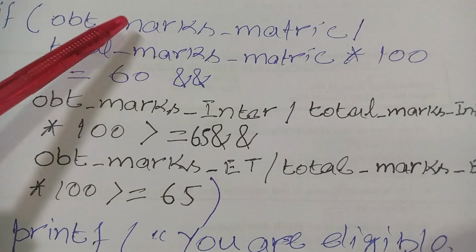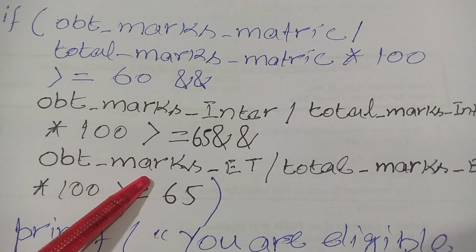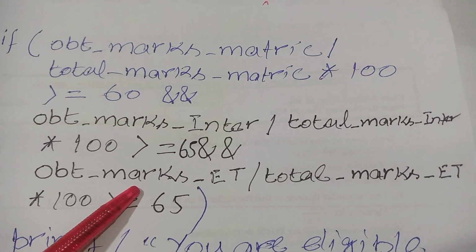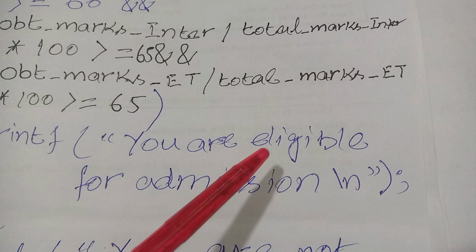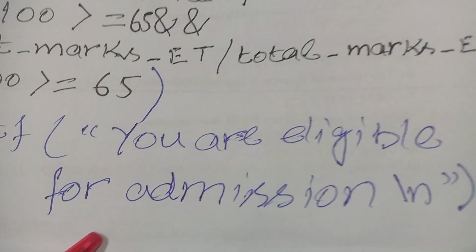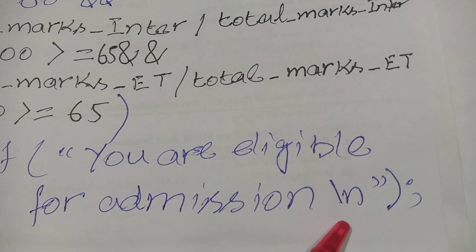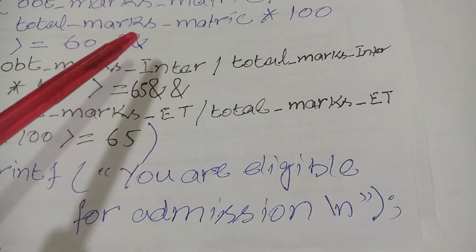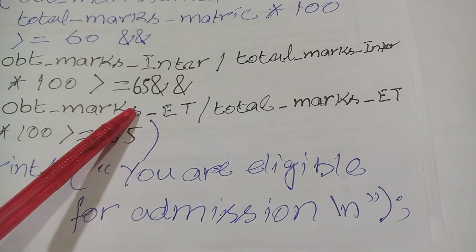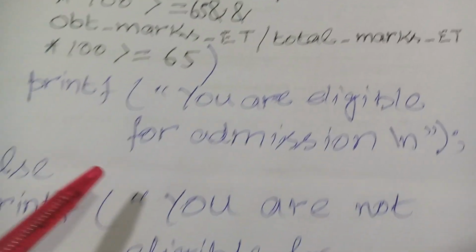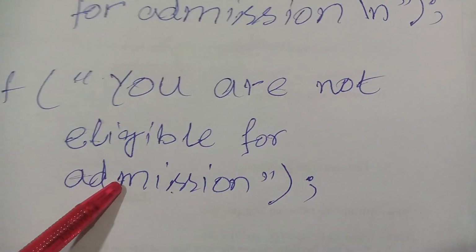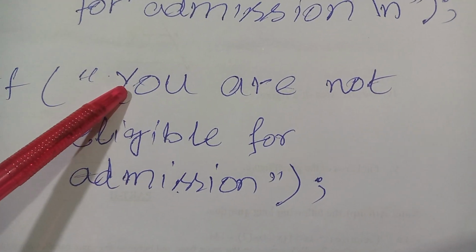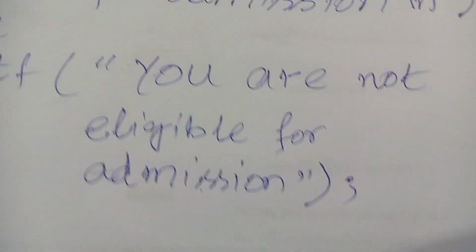If all the statements or expressions are true, then this message will be printed on the screen: printf, you are eligible for admission. If any one of these conditions is false, then the printf statement after the else keyword will be executed, and the message will be displayed on the screen: you are not eligible for admission.